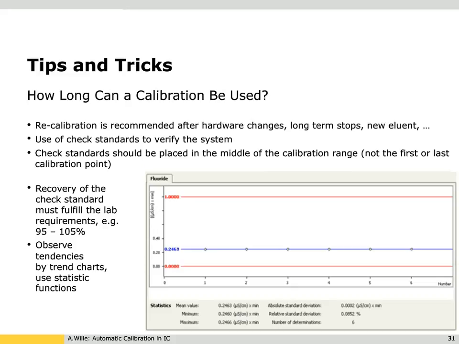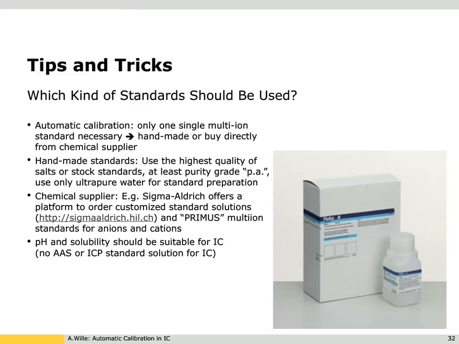Another question is which standards should be used in ion chromatography. Automatic calibration needs only one single multi-ion standard. This can be handmade, or you can buy it directly from a chemical supplier. If you prepare your stock solution by yourself, use the highest quality of the salt or the stock standards, at least PA quality, and use ultra-pure water to prepare the standards to avoid contaminations.